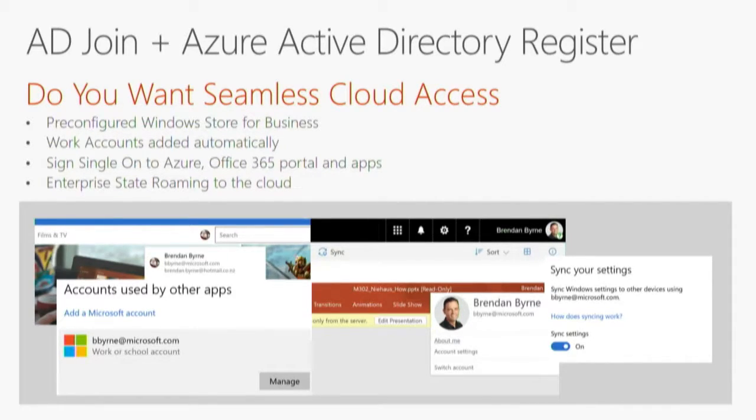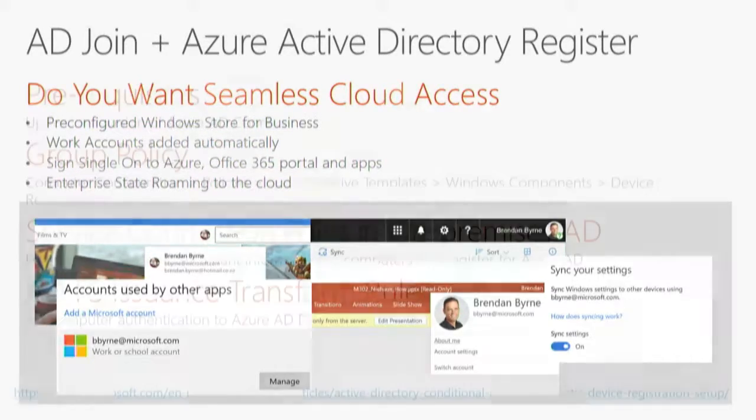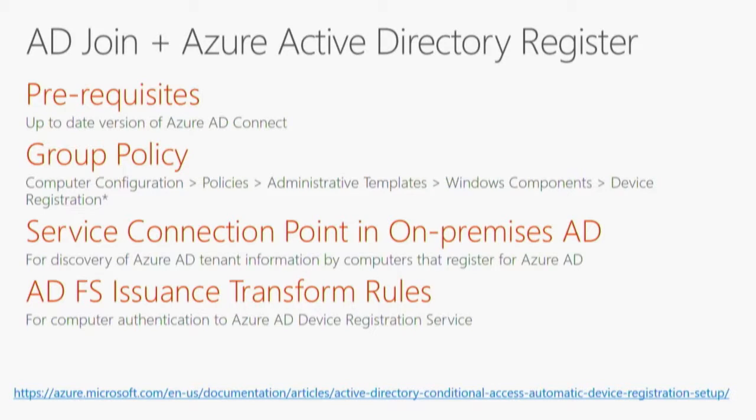Okay, so you can get around that by using an Azure Active Directory register with an AD join. And I've just got some brief details. Yes, you need Azure AD Connect. Usually it's a later version rather than an older version. There's a group policy that you set, and then there's a couple of things around service connection points, and if you're using ADFS, there's a couple of claim rules that you apply.